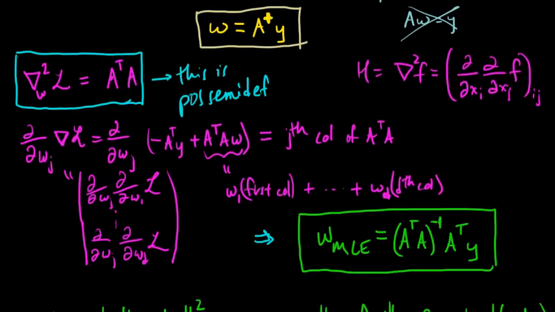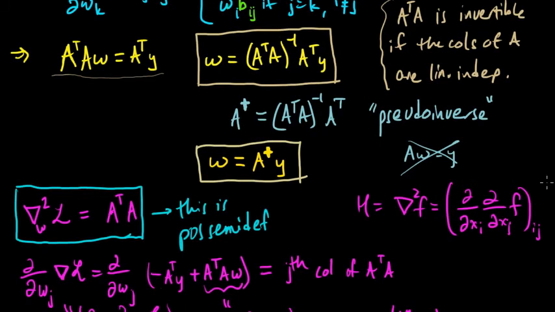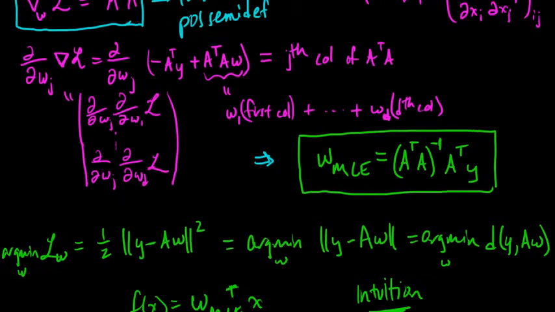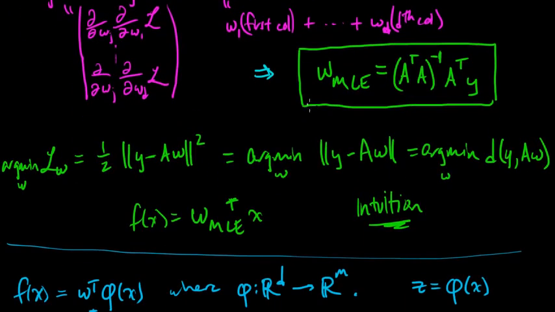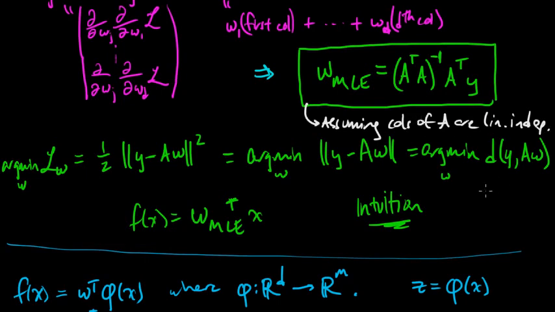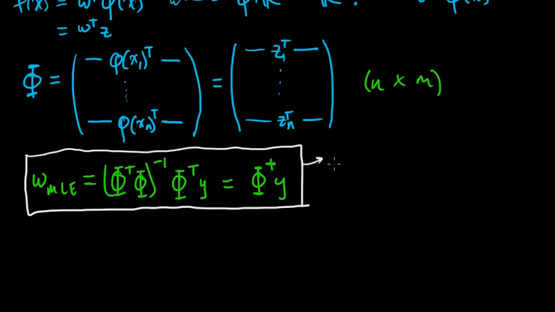I should mention that I made an assumption and didn't point it out at the end. We were assuming here that the columns of A are linearly independent. And the same thing down here: the columns of phi are linearly independent. So that's the MLE in that case. Okay, we got it.